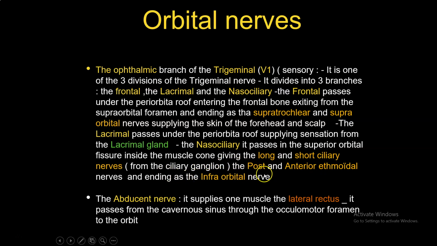as the infraorbital nerve. Last but not least is the abducent nerve, supplying 1 muscle, the lateral rectus. It passes through the cavernous sinus, in the cavity of the cavernous sinus lateral to the carotid and inferior, if you remember, passing through the superior orbital fissure, the oculomotor foramen, to the orbit, supplying the lateral rectus.